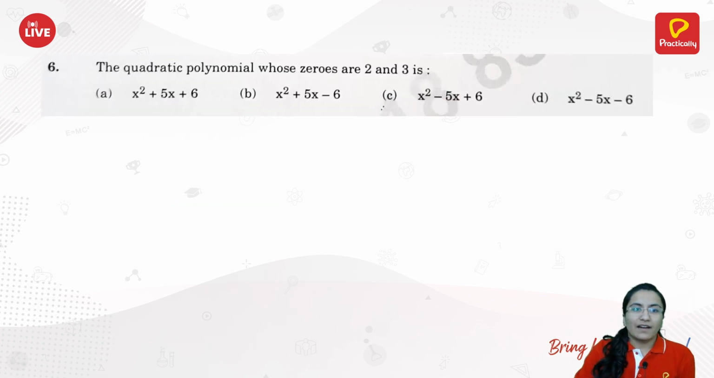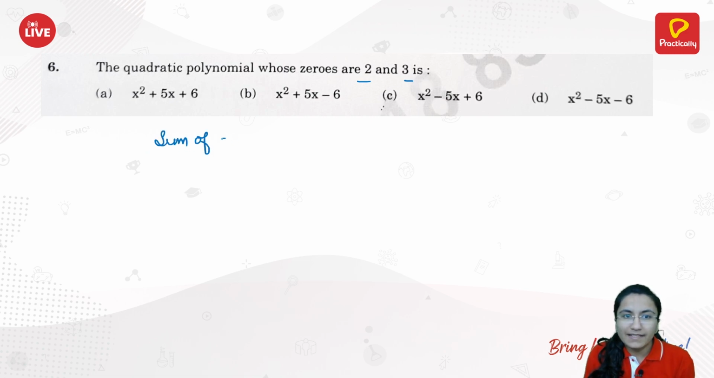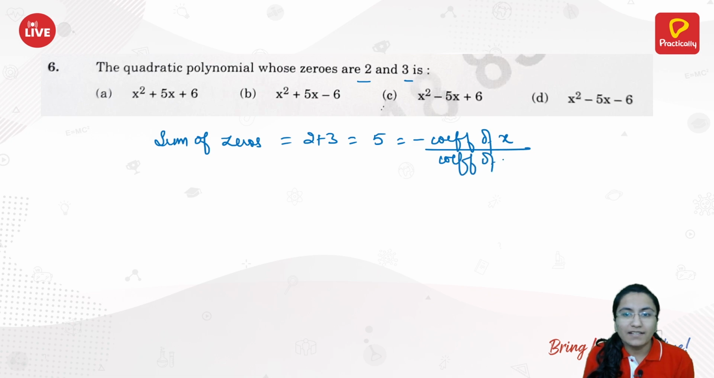Next question we have is: the quadratic polynomial whose zeros are 2 and 3 is. We need to find a quadratic polynomial whose zeros are 2 and 3. So let's find this by sum and product basically. We have the sum of zeros equal to 2 plus 3, which is 5. This is the same as minus of coefficient of x over coefficient of x square, right? You can see in each and every option you have the coefficient of x square as 1, right?